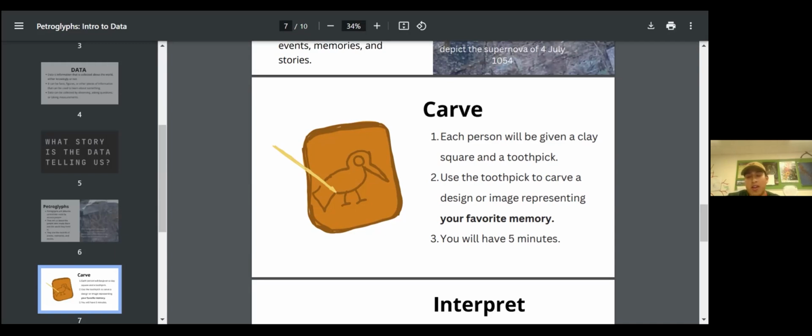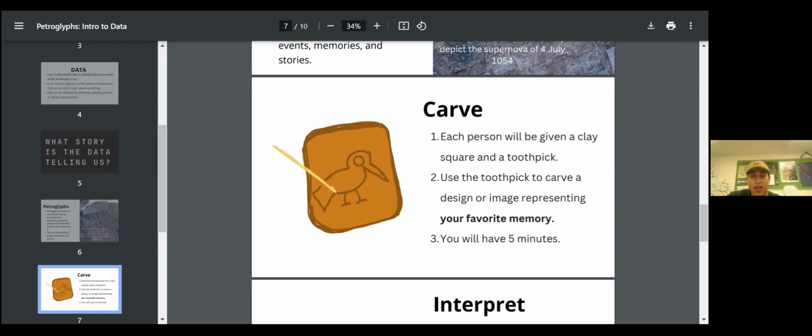Their prompt was to carve an image that represents their favorite memory. The reason I added a prompt is because a lot of times if you say, "Oh, just carve whatever," they get really hesitant and they don't have an idea what to start with. So that's why I gave them that prompt.